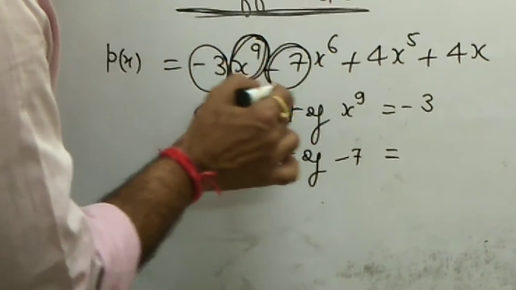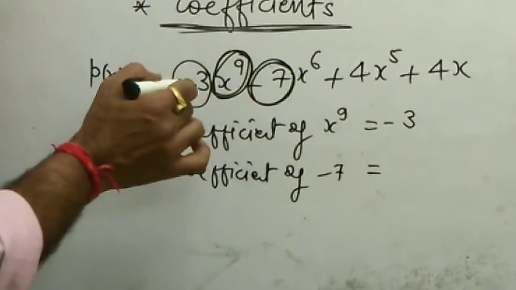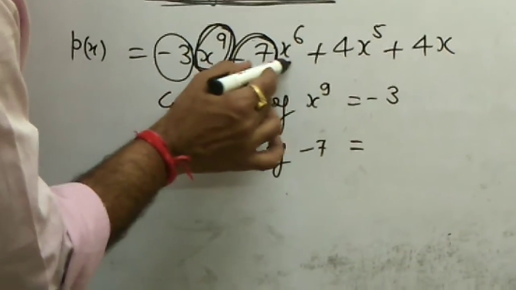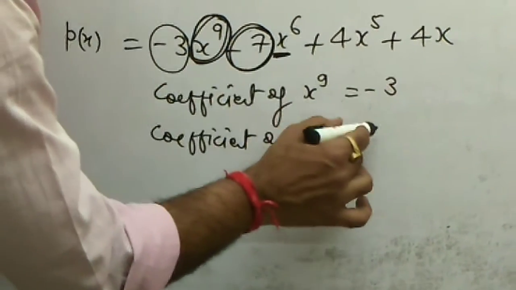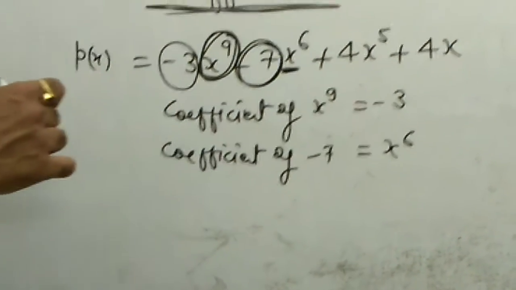You underline first, you circle minus 7. And which term is given with minus 7? So which term is given? You underline this term, x to the power 6. So the coefficient of minus 7 is x to the power 6.